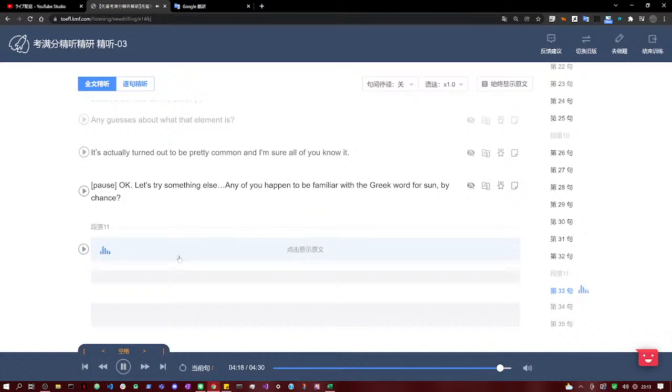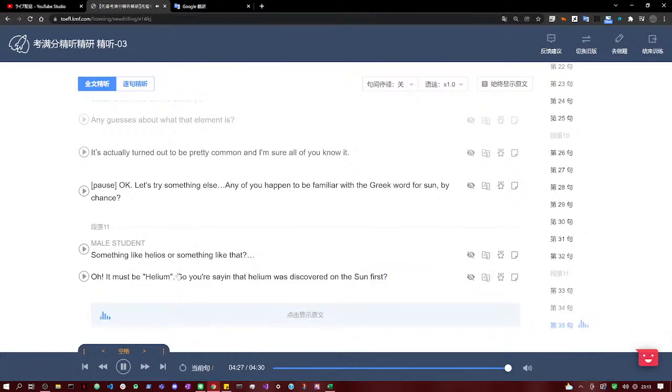Something like Helios or something like that. Oh, it must be helium. So you're saying that helium was discovered on the sun first? Yes, and this is a good example of how important spectroscopy is in astronomy.